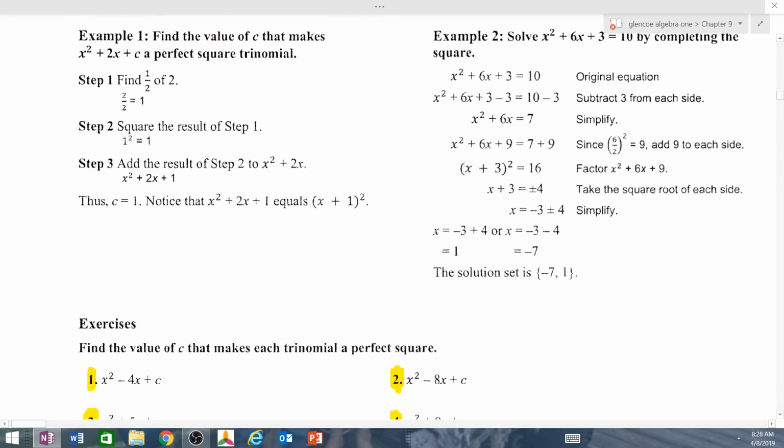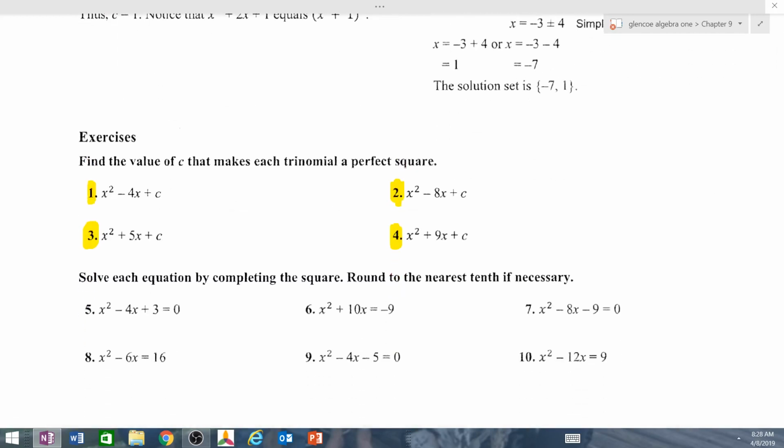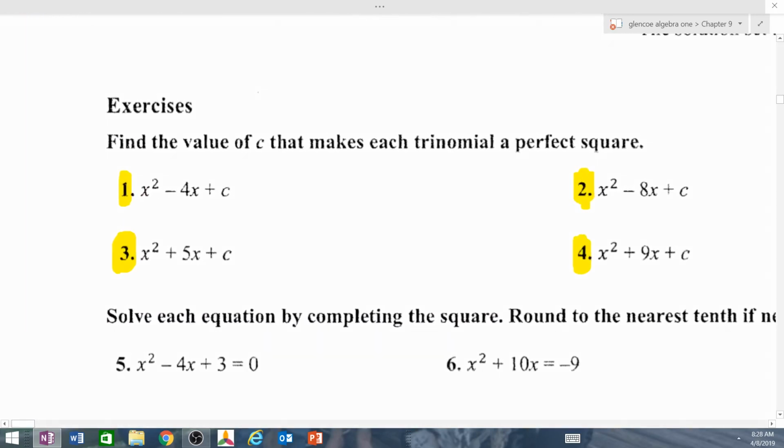So if I were to give you an extremely simple problem like x squared minus 4x plus c, and the directions read, find the value of c that makes each trinomial a perfect square. Okay, so we're going to follow the directions. Let's make sure we can all identify the A, B, and C term. Okay, what does B equal, class? B equals what? -4. Good.